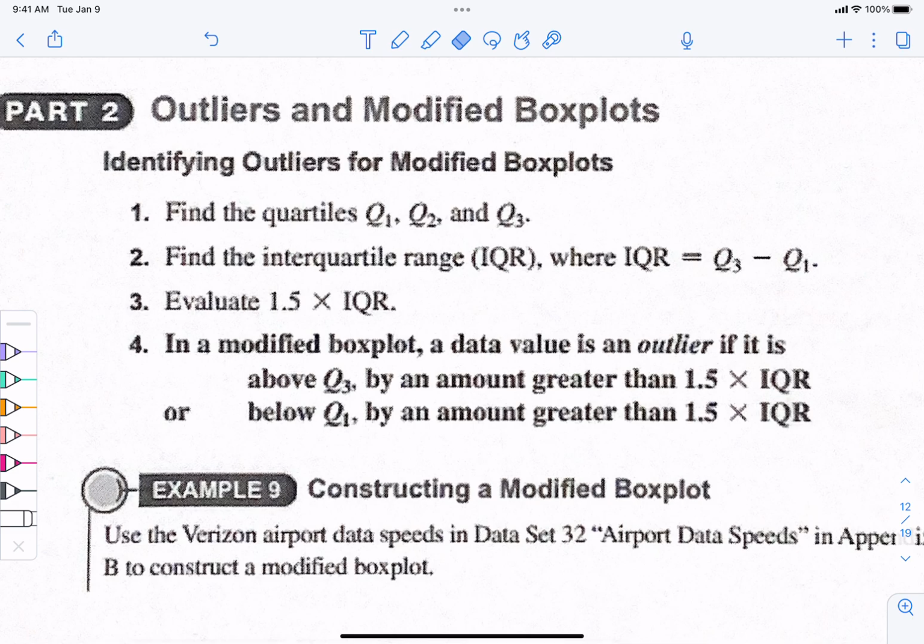But they have an actual definition for outlier, and we're going to use this actual definition when we do our birth weights. Have you guys figured out your birth weight yet? You need to call your mommies if you have not figured that out yet, okay? So do that today if you have not figured that out.